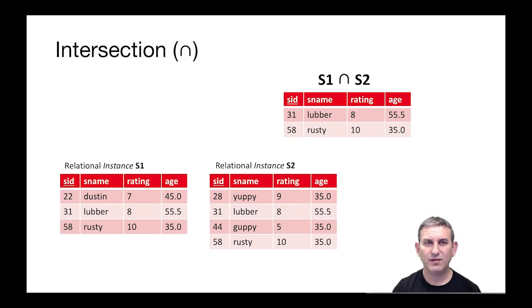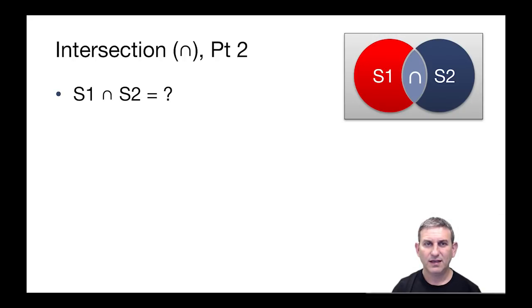Let's look at an example of intersection. We have our two instances, S1 and S2. And the tuples that overlap, that appear in both of them, are Lubber and Rusty. And so that's our output. Now we said intersection is a compound operator. So how do we define it in terms of the basic relational operators that we've seen before? Well, let's work through this pictorially with our Venn diagrams and see if we can figure this out.